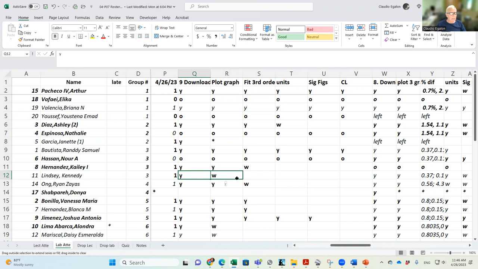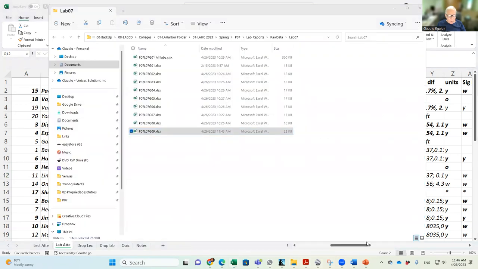Yes, I plotted the graph. Do you fit the third order equation there? I did in question, just because it looks a little wonky when I put in the equation, because it is longer. Is it okay if I have the column wider? Okay, so let me see if I understand. You're group number 3, right? Yes. Can I show you what I'm talking about?